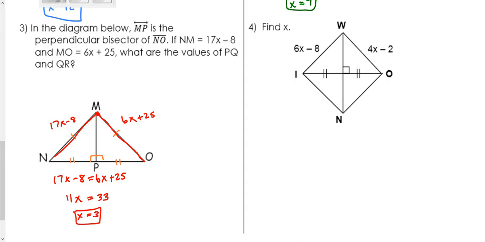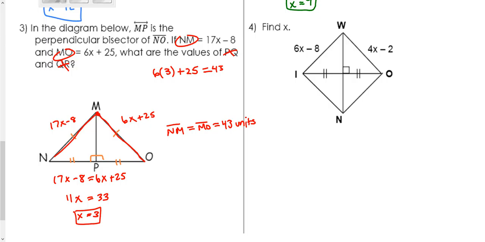Okay, and then it's asking us for the values of, actually, these are the wrong letters, sorry. They're just asking us for the segments MO and NM. So if I substitute 3 back in, I do 6 times 3 plus 25. Okay, and I get 43. So that means that segment NM equals segment MO, and they both equal 43 units long.